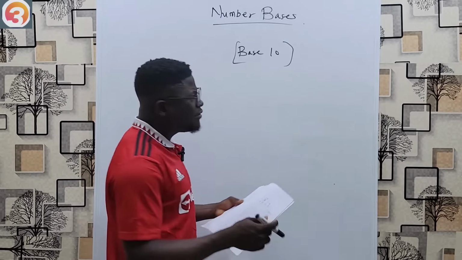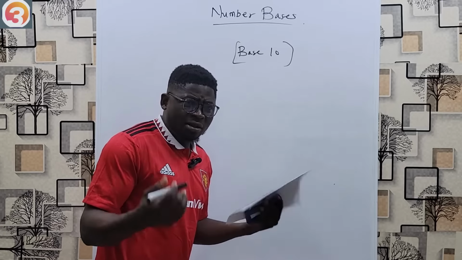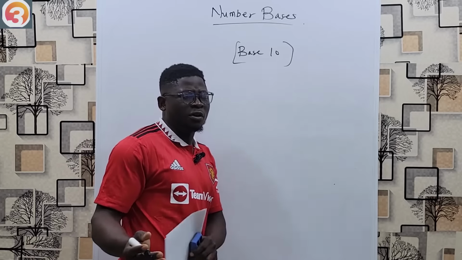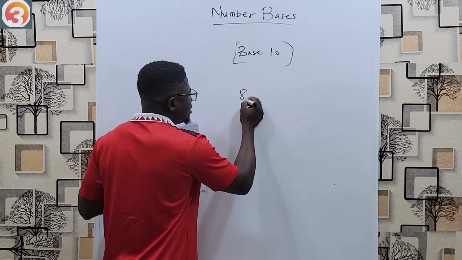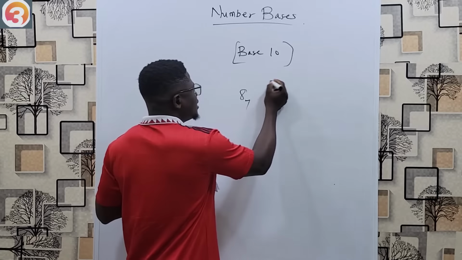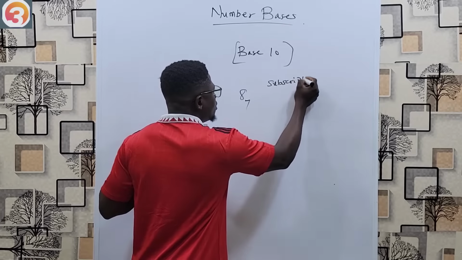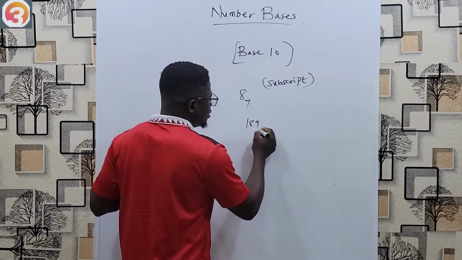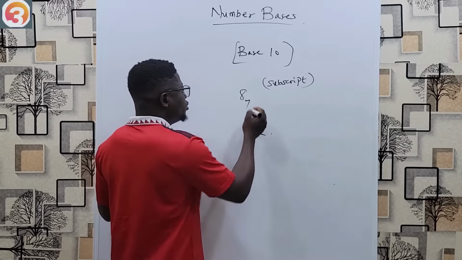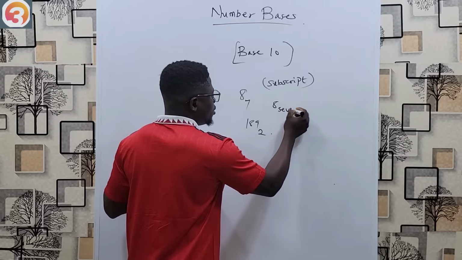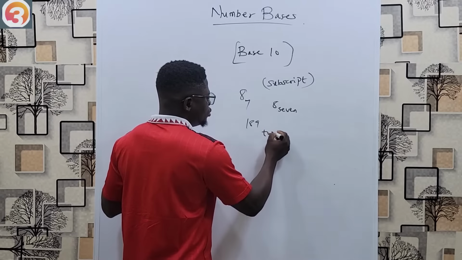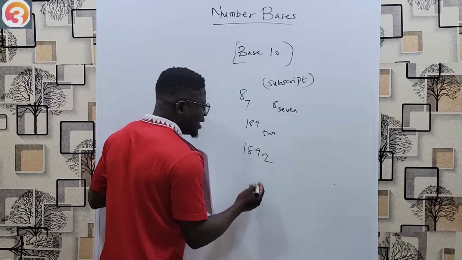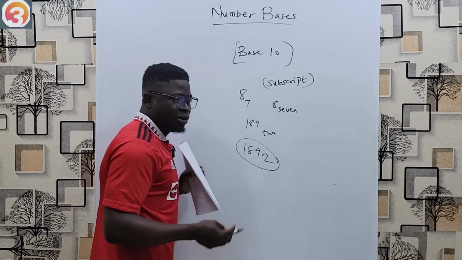So how is a base written? A base is usually written at the side of a number. So if you have 8 base 7, the base is written as a subscript. 8 base 7, 189 base 2. A lot of people prefer to say 8 base 7 and 189 base 2 because they are doing calculation. They will just say 189 2, right? They do not include the 2 when doing calculation.